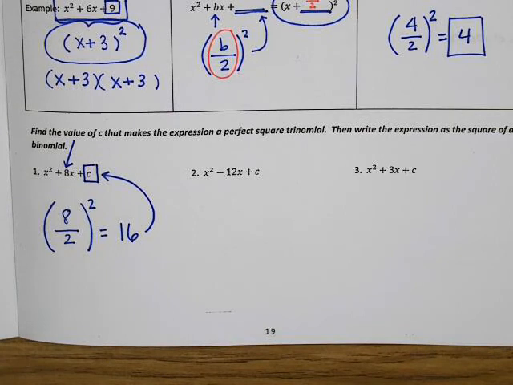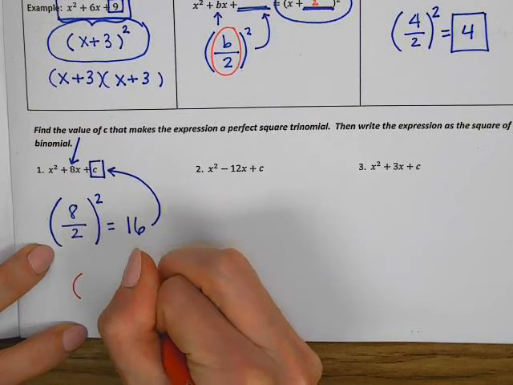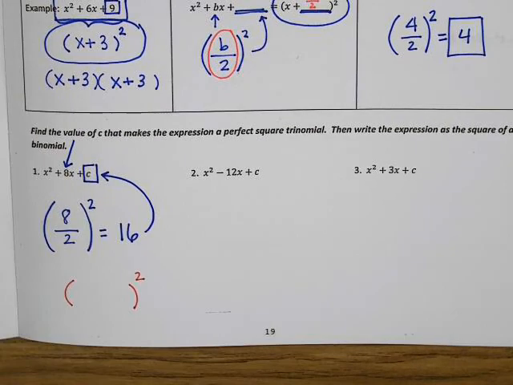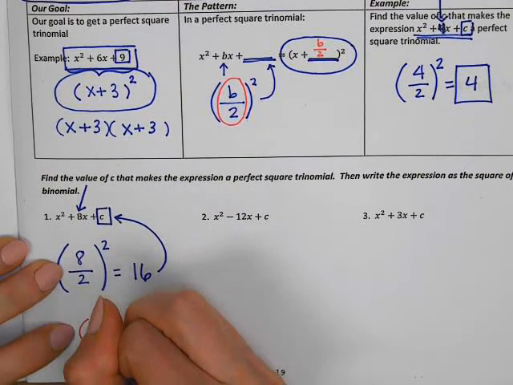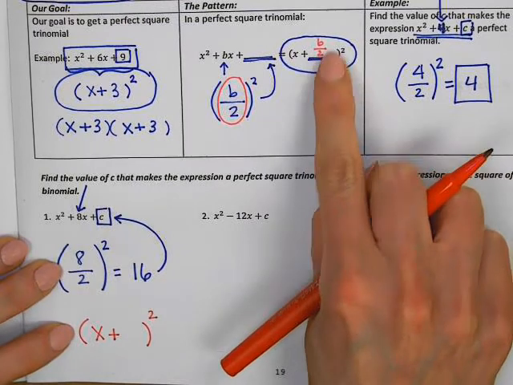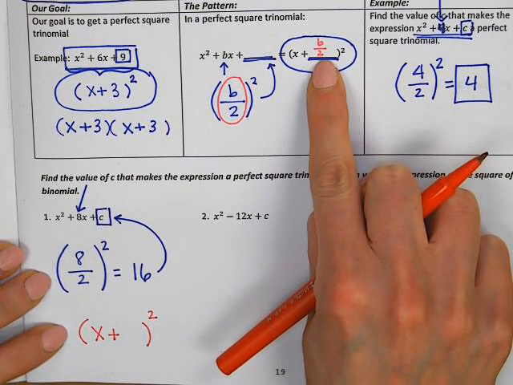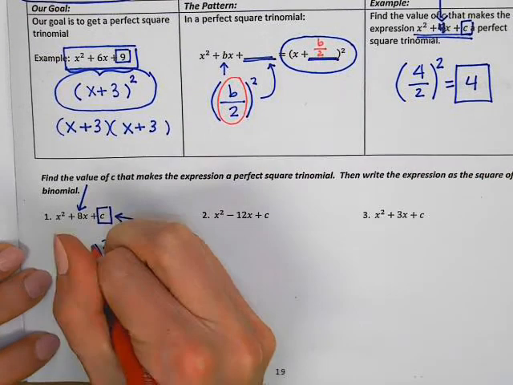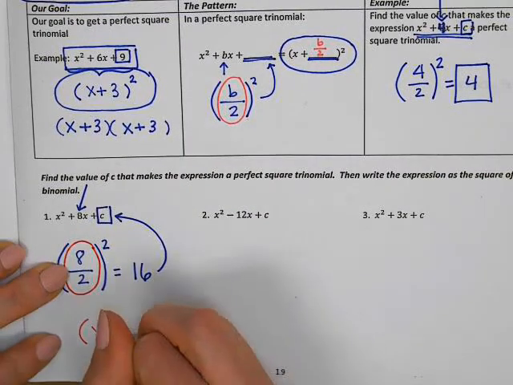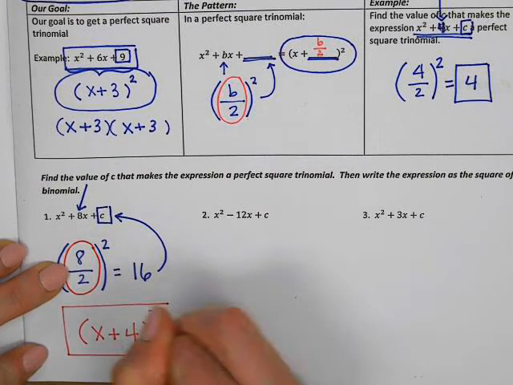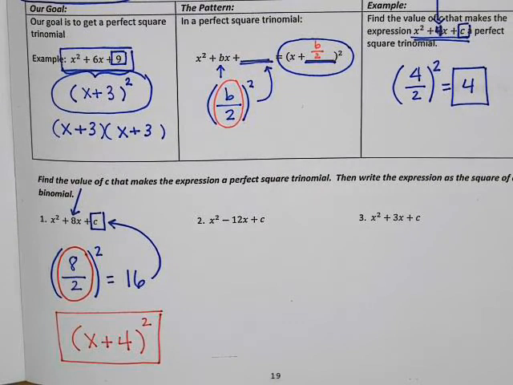Now it says write it as the perfect square. Okay, so write it as the perfect square. So to write it as the perfect square, it's x plus b over 2, just the b over 2 part. So what was just the b over 2 part? 8 divided by 2 is 4. Okay, so that's the perfect square. X plus 4 squared.